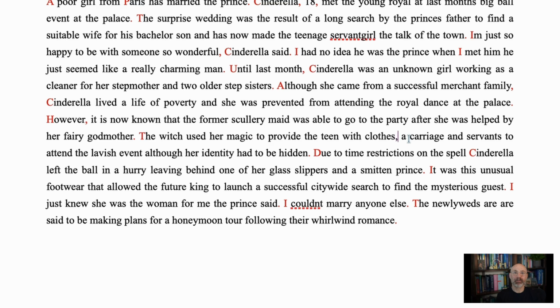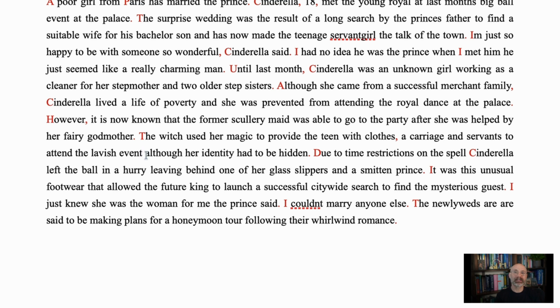The next comma is one of the easier ones. It's a list, and we separate items in a list with commas. In this case, clothes, a carriage, and servants. Although we don't need to put a comma before servants because the and shows this is the final item in that list. I will tell you now, some writers would put a comma before the and to make it even cleaner. And it's a choice the writer can make.